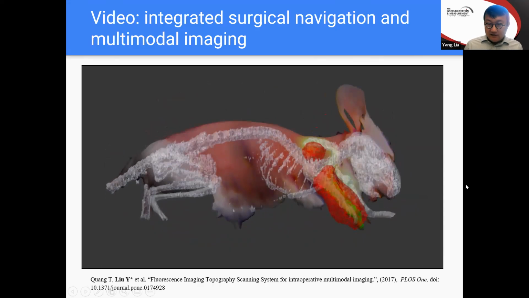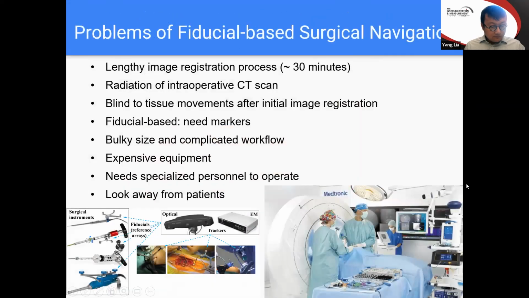So this is very exciting. So having accomplished that, we then move on to tackle another clinical challenge. The challenge is the fiducial-based surgical navigation system.